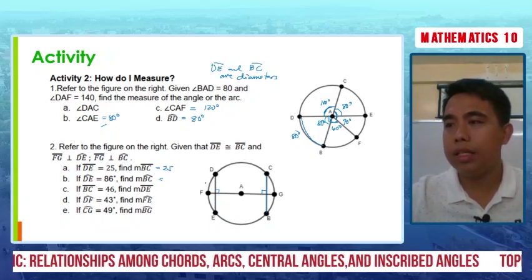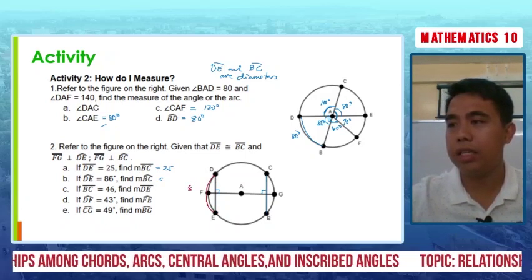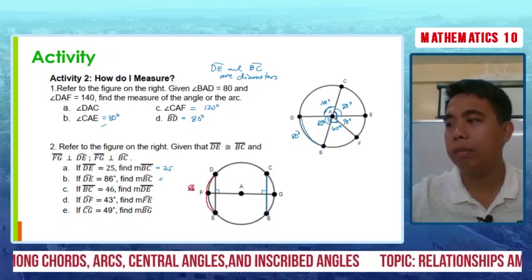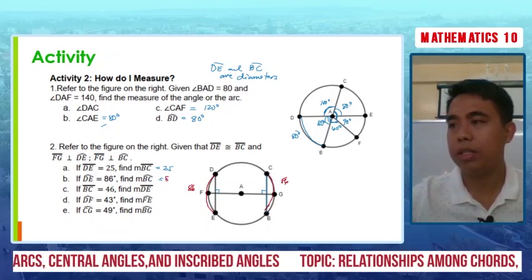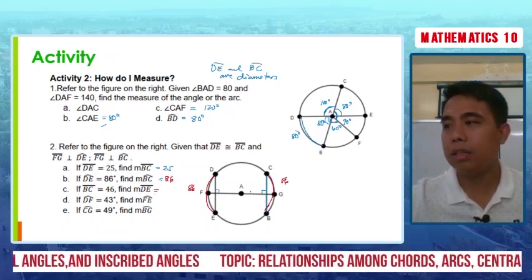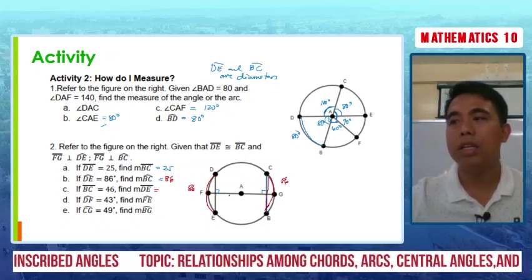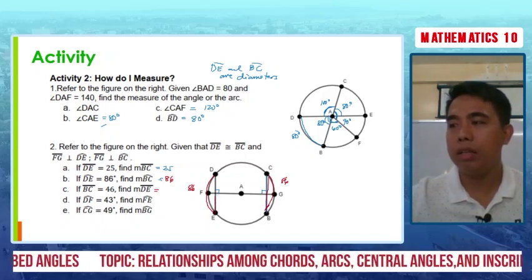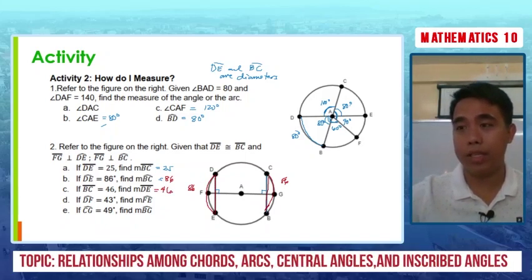So 86 si arc DE. Yan, arc DE is 86. Therefore, arc BC, ito yon, is also equal to 86. So it's 86. Segment BC, ayan, segment BC is 46. Segment DE, ayan, that is also equal to 46.